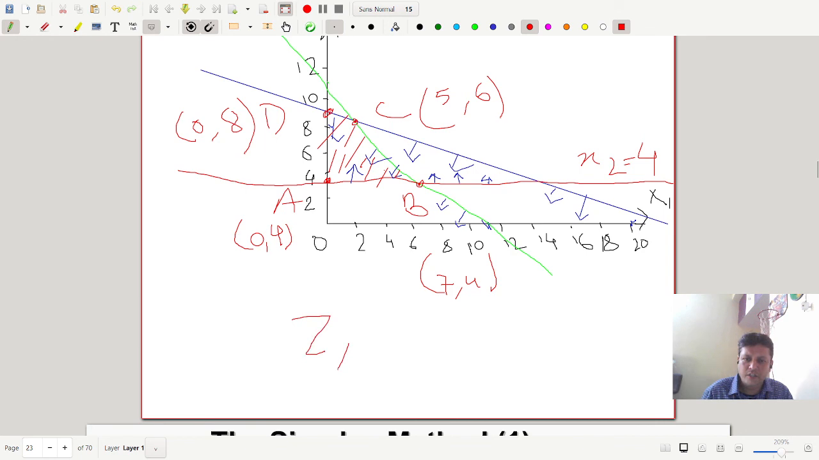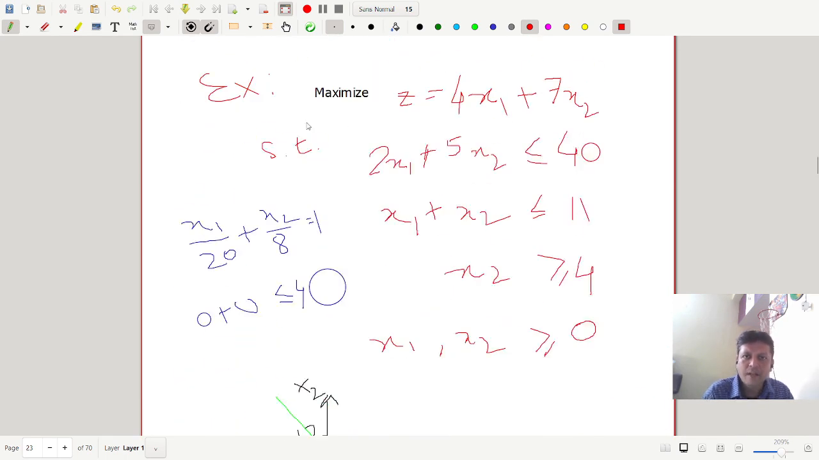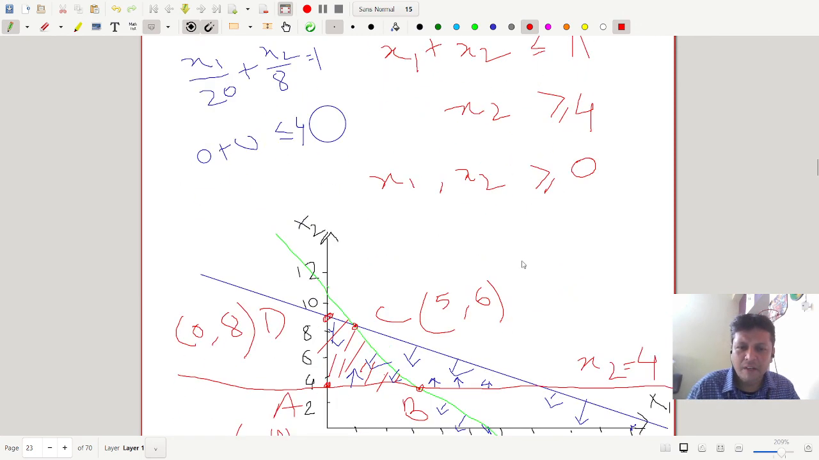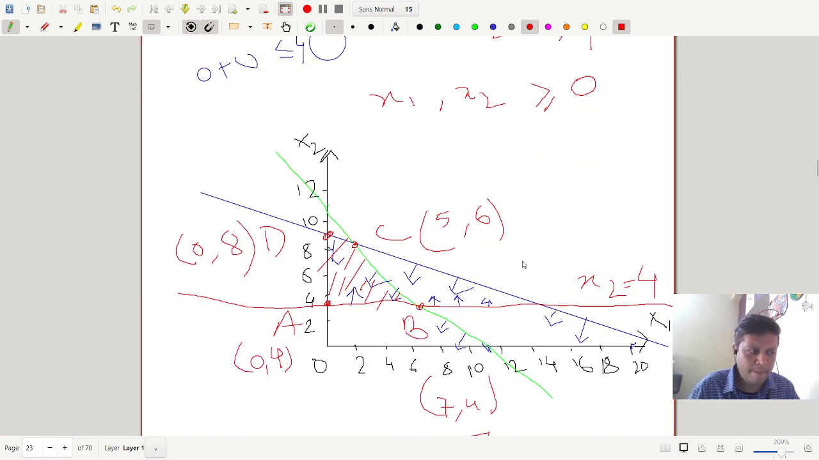So you have to test ZA, the objective function at the point A, then substitute for ZB, ZC and ZD and check which one is maximum, because it is a maximization problem, and that will give you the answer. Similarly, you can go for a minimization problem. If it is given as minimum, then that will give you the minimization. Okay, so that is how you can deal with the problems of LPP.